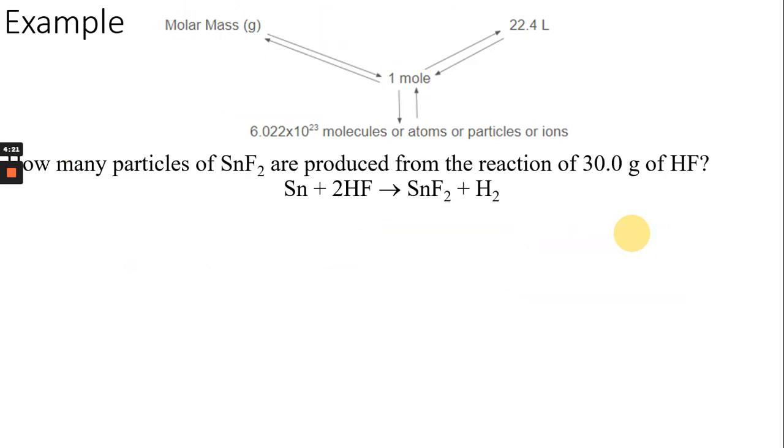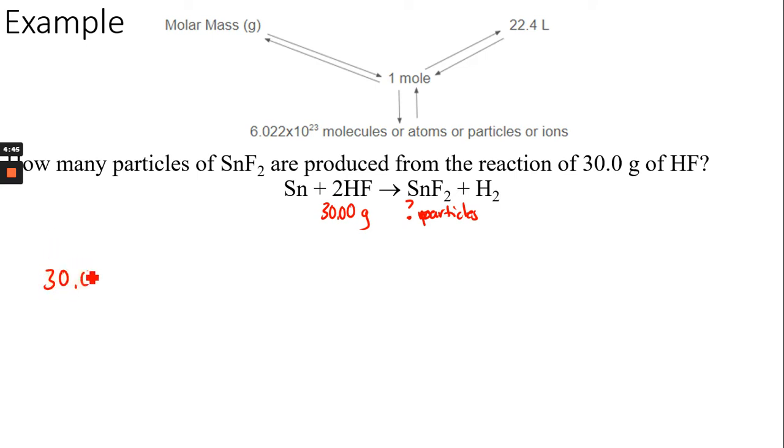Let's look at another question. How many particles of tin 2 fluoride? So under tin 2 fluoride, we're going to write particles are produced from the reaction of 30 grams of hydrofluoric acid. So under hydrofluoric acid, we'll put 30 grams. And then we go through our 3 steps.